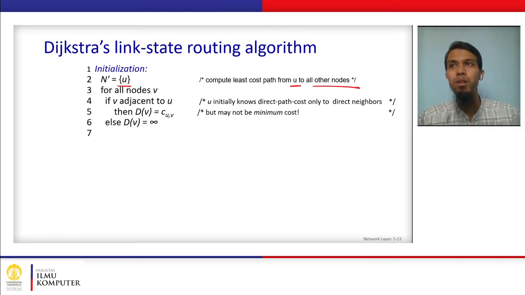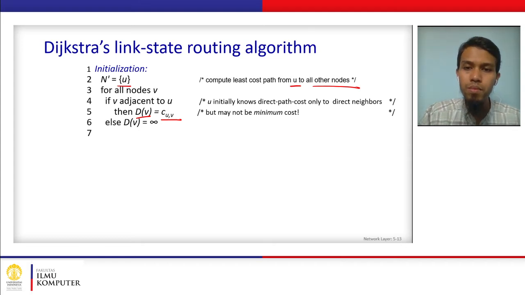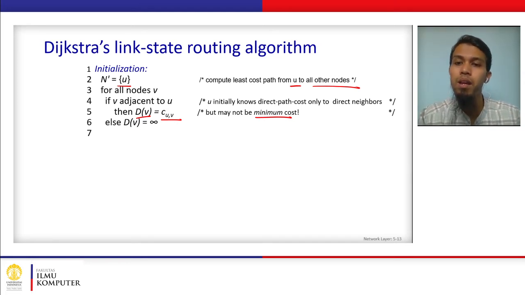Then we'll check all the nodes v. V is all the other nodes in the network except node u. If v is adjacent to u, we try to assign the temporary least cost path from u to v. If v is a direct neighbor, or it has a direct link, then we can directly assign D(v) with c(u,v). It may not be minimum cost, so we'll evaluate in every iteration. But if there is no direct link to u, then we assign D(v) with infinity.